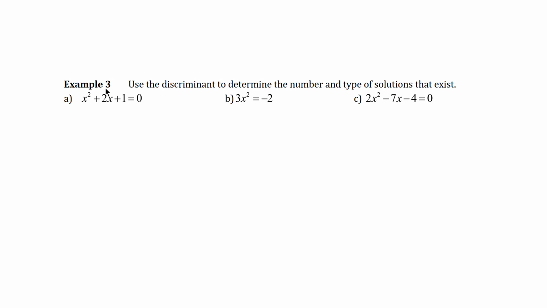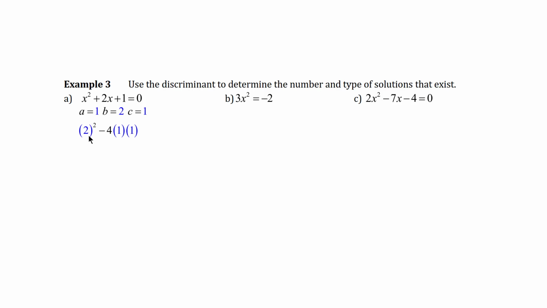In example number 3, use the discriminant to determine the number and type of solutions that exist. For part A, we have x squared plus 2x plus 1 equals 0. Since the equation is already in the correct form, we can go ahead and find the values for a, b, and c. So a is 1, b is 2, and c is 1.